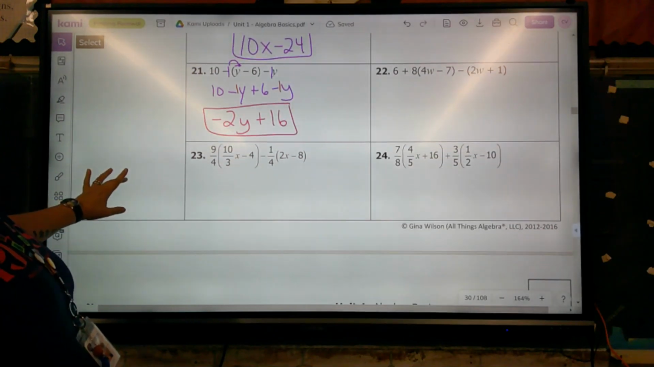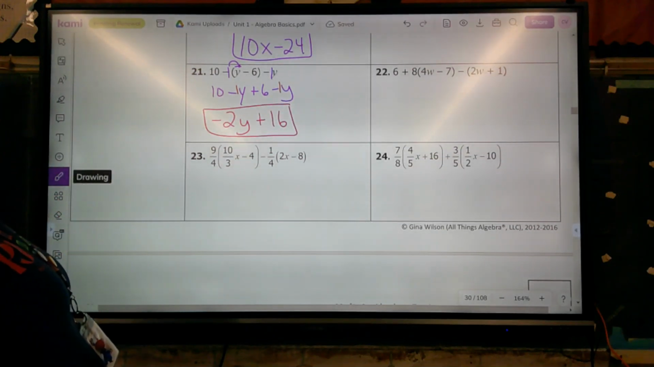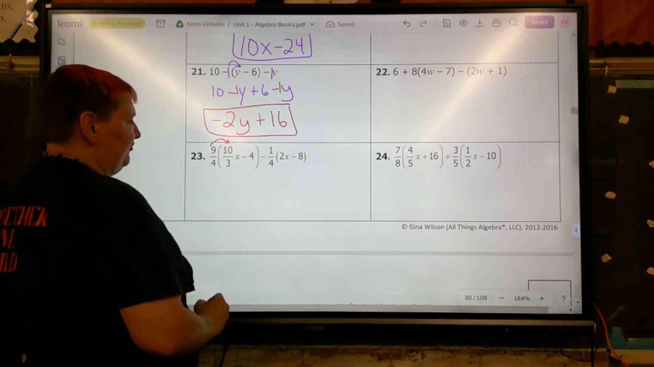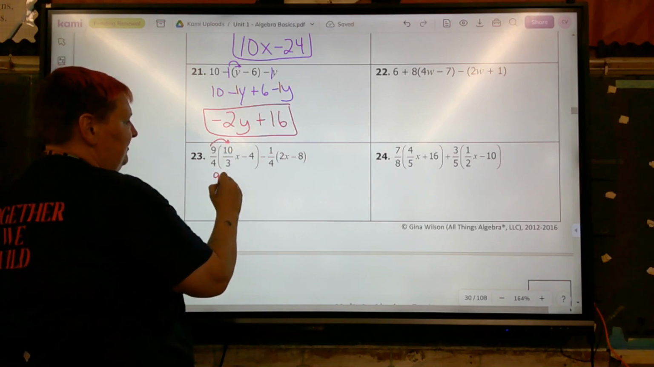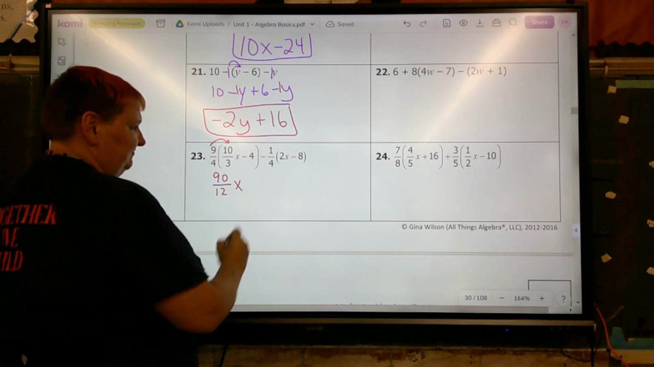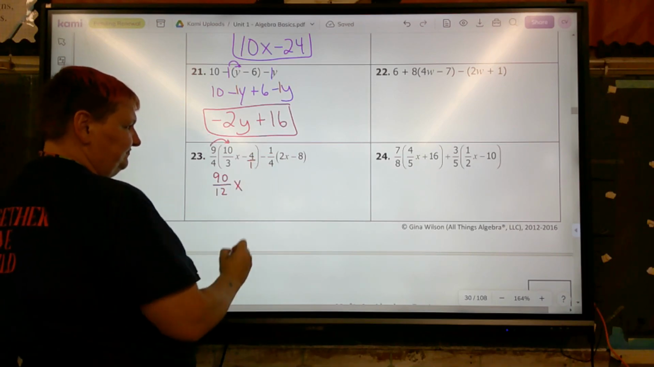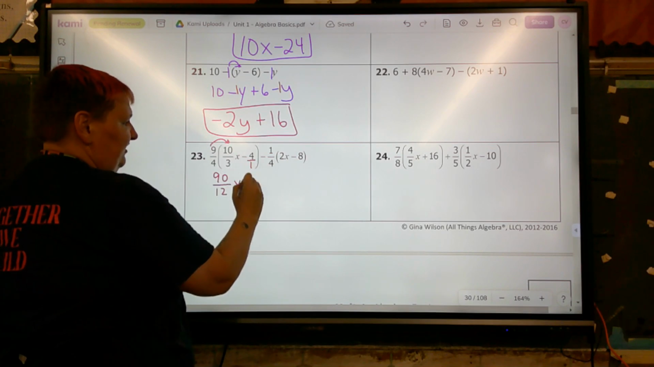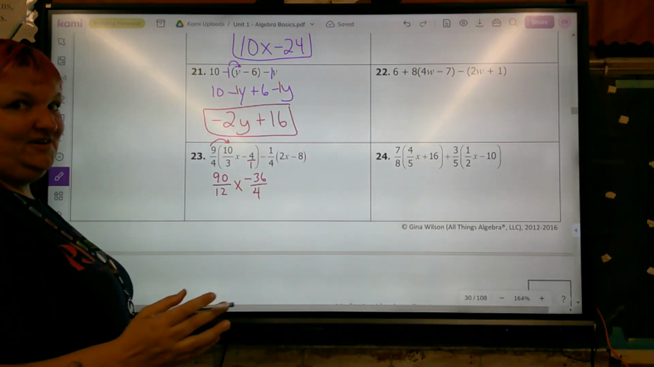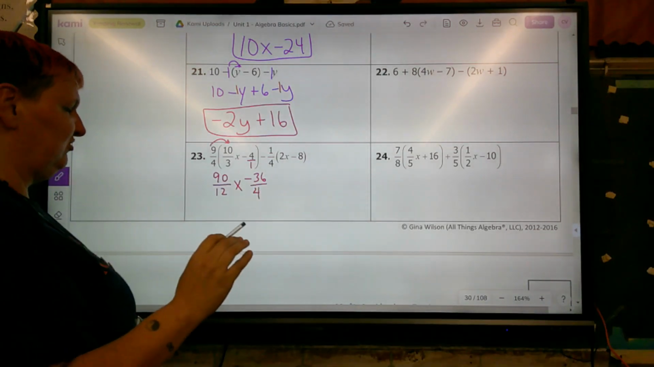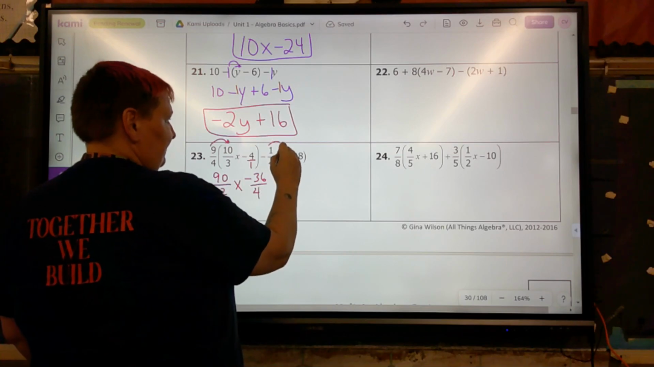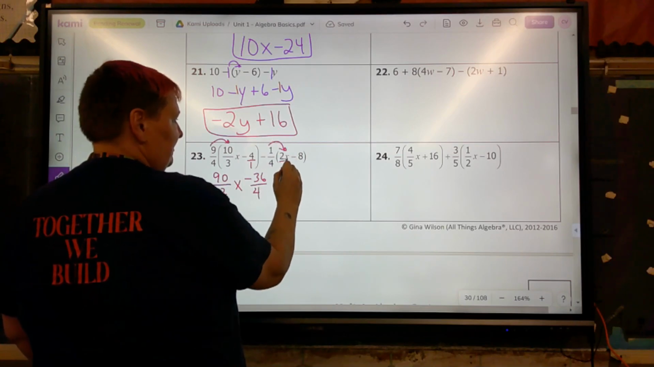And 23. Woo, look at all those fractions. Let's play. Alright, distribute first. Bam. 9 over 4 times 10 over 3 is 90 over 12. Don't forget the x. Put this over 1. 9 times negative 4 is negative 36 over 4. I'm seeing a pattern here of a lot of things we can simplify. We'll get there. Alright, and then we have negative 1/4 times 2x. Put it over 1.